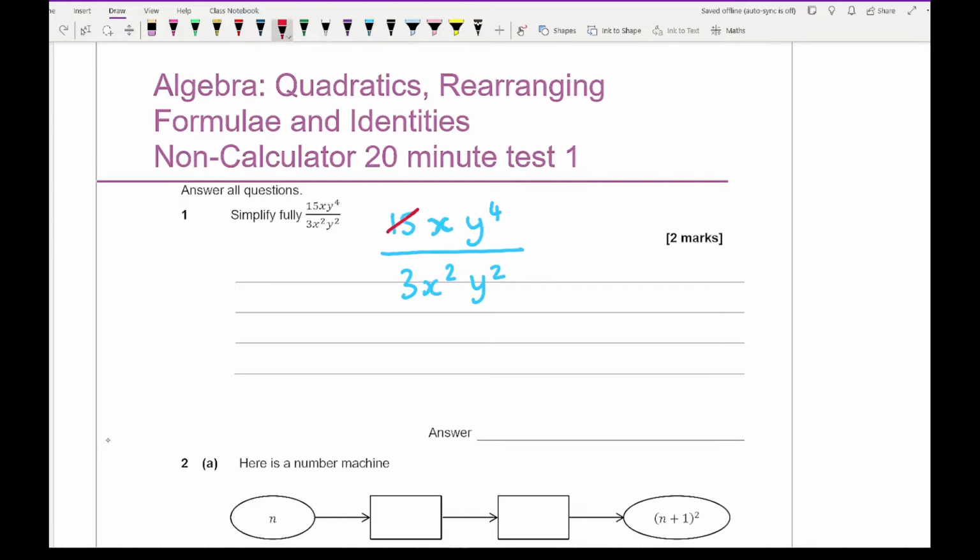Well, that's going to be 3, so I divide both numbers by 3. Now I've got one x at the top and 2 x's at the bottom, so I can cancel this x and take 1 from the bottom, so it just leaves me with x to the power 1. And then here I've got 2 y's at the bottom and 4 at the top. So I can take away those 2 and that then becomes 2. So what's left? Well, it's going to be 5y squared over x. So that there is my final answer.